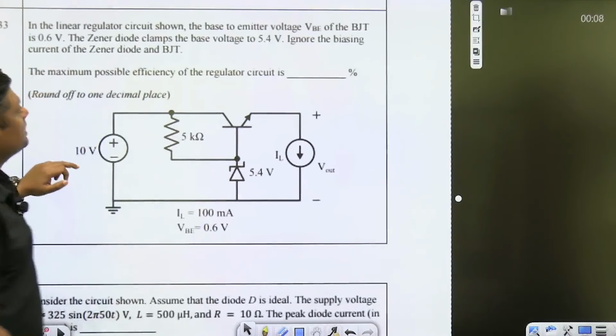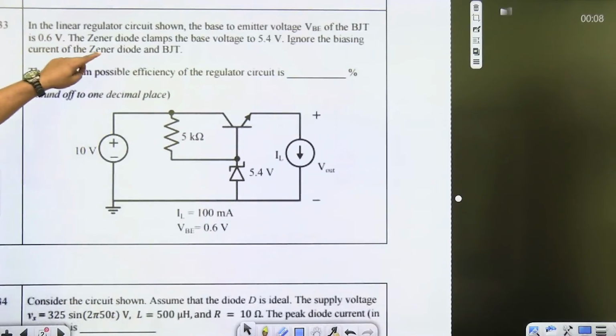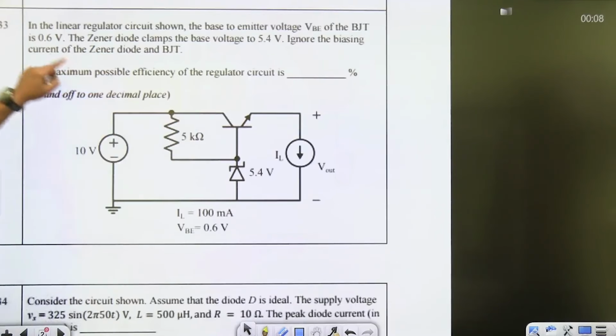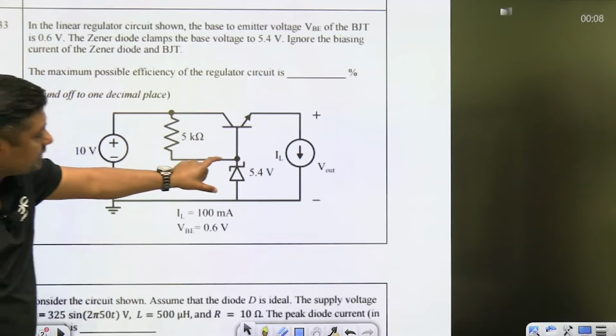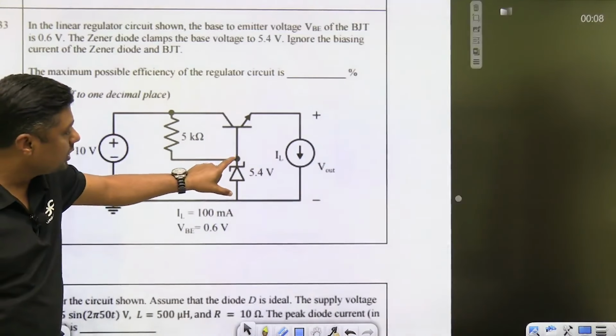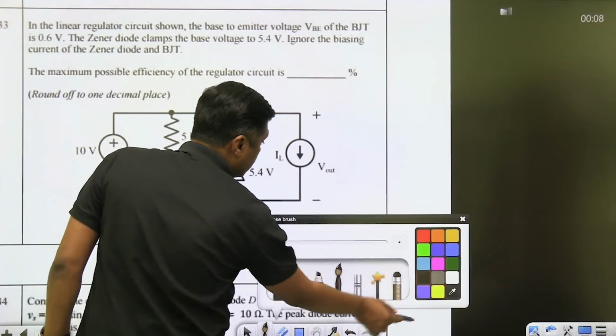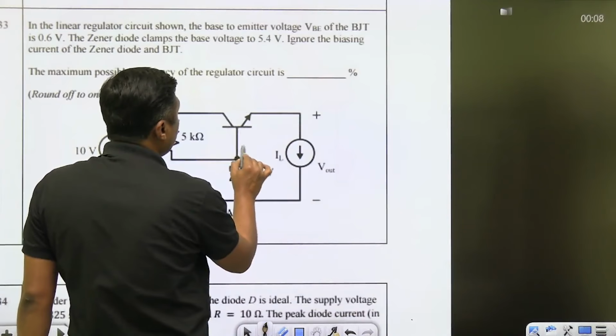Let's read what is written. In the linear regulator circuit, the base to emitter voltage VBE is 0.6 volt. The Zener diode clamps the base voltage to 5.4 volt. Clamps means its breakdown voltage is 5.4 volt, and that's why the base voltage will be fixed. Clamp means it will fix the voltage of the base at 5.4 volt.